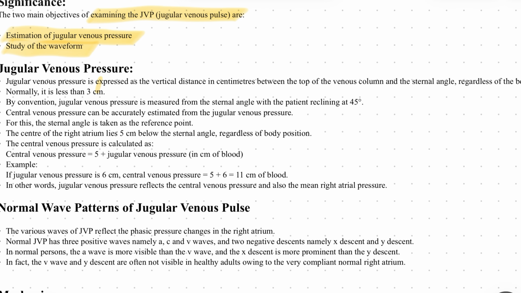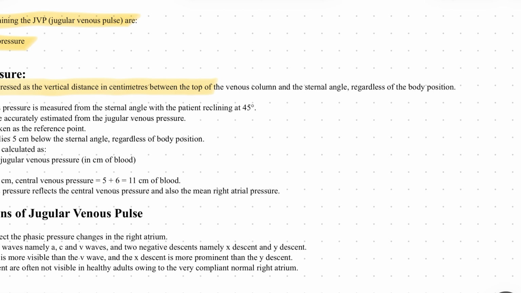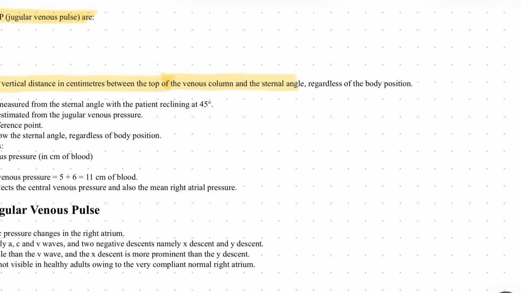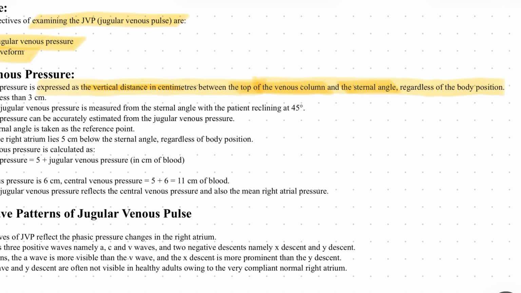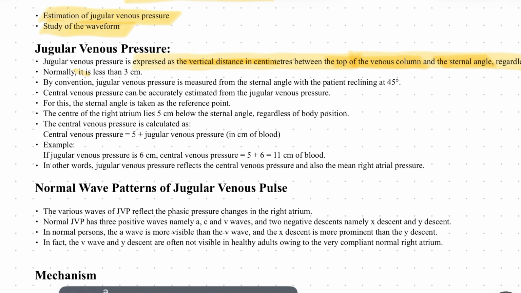Jugular venous pressure is expressed as the vertical distance in centimeters between the top of the venous column and the sternal angle, regardless of body position. So it is the vertical distance between the top of the venous column and the sternal angle. Normally it should be less than 3. If it is going above 3, it is abnormal.